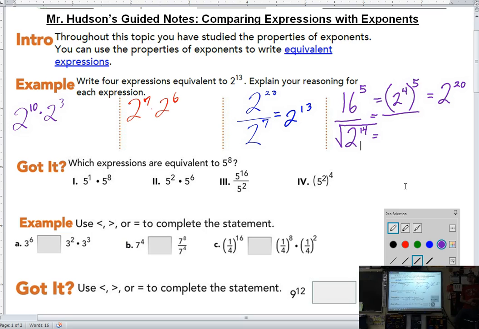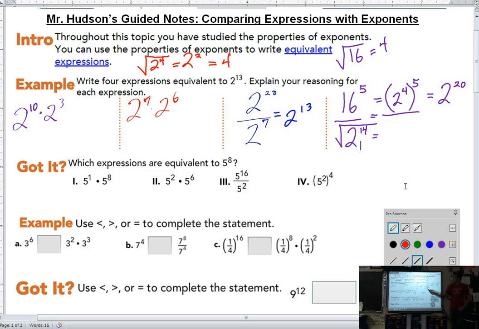So let's think about this. 16, right? We've talked about 16. Square root of 16 comes out to be 4. But what is 16? Well, we just said 16 is actually 2 to the 4th. So, really, I could say the square root of 16 is the square root of 2 to the 4th. Well, we know that answer is 4. What's another way that I can talk about 4? 2 times 2, right? What's another way I can talk about 2 times 2? 2 to the 2nd. This really becomes 2 to the 2nd.